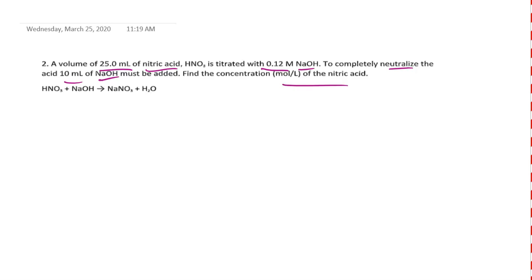So, again, the mole ratio is key. You have to find a way to get to units of moles so that you can use the mole ratio. Now, notice that we have a couple of paths that look like they might be reasonable, right? I've got the volume of the acid, I've got the concentration of the base, and I've got the volume of the base that was added.